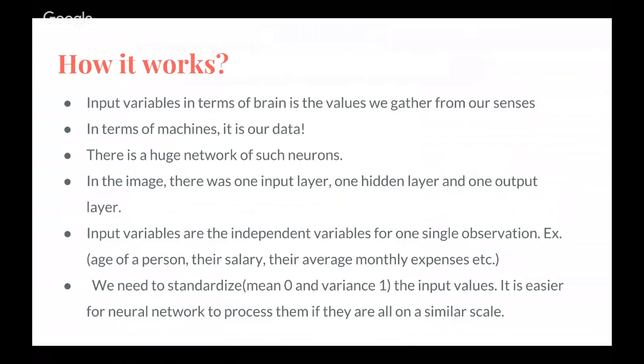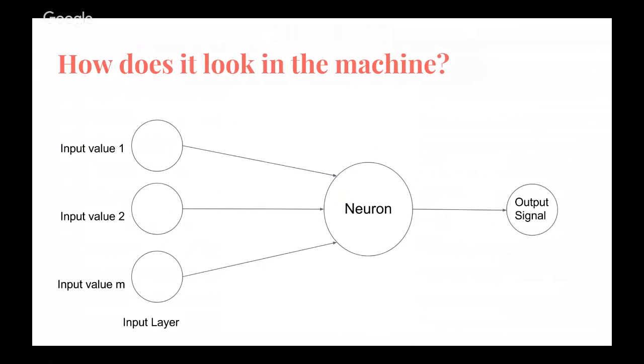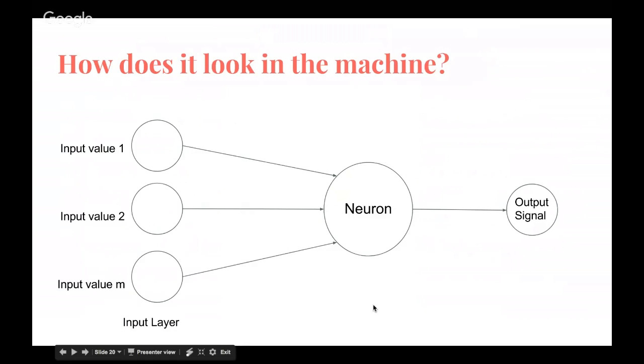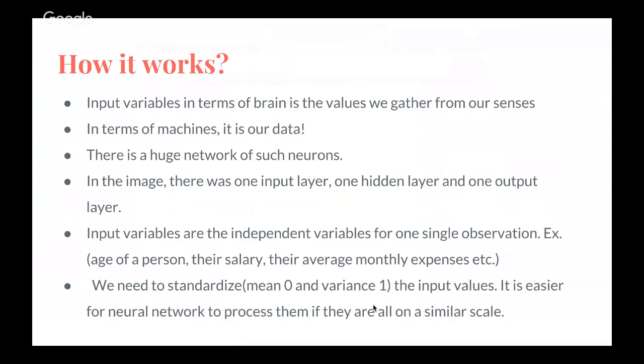And there's a huge network of such neurons. In this image, this is the input layer, this is the hidden layer, and this is the output layer. This is the terminology. The input layer gets the input, the output layer provides the output, and the hidden layer processes it.